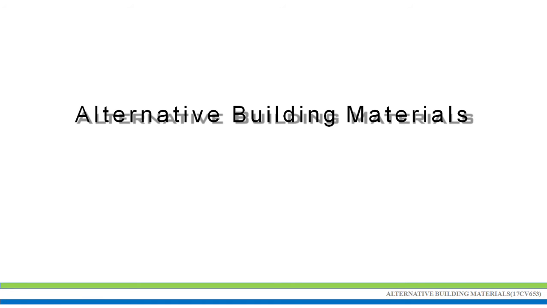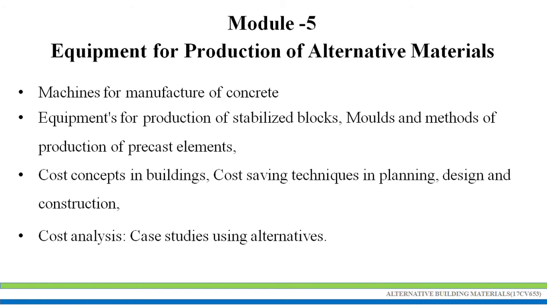Hello students, today I am going to explain about module 5, equipment for production of alternative materials. The contents are machines for manufacture of concrete, equipment for production of stabilized block molds and methods of production of precast elements, cost concept in buildings, cost saving techniques in planning, design and construction, cost analysis, case study using alternative. So in this video I am going to explain about machines for manufacture of concrete.